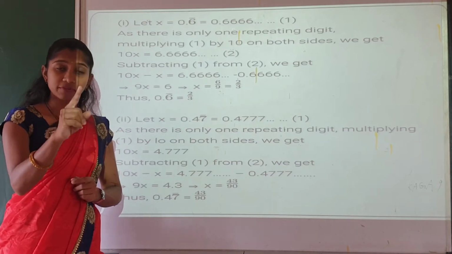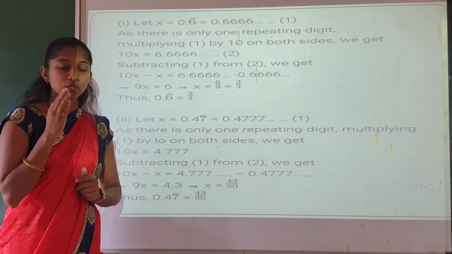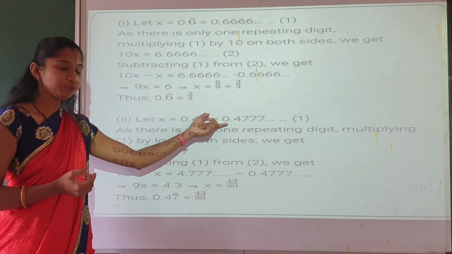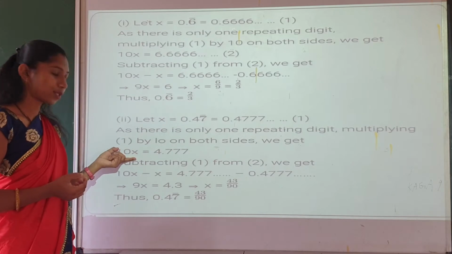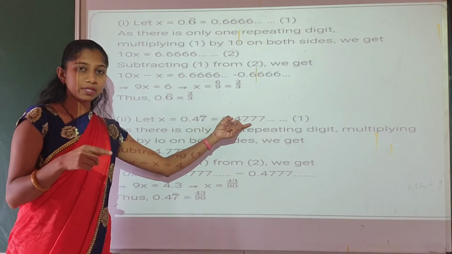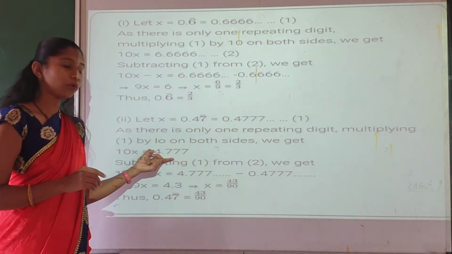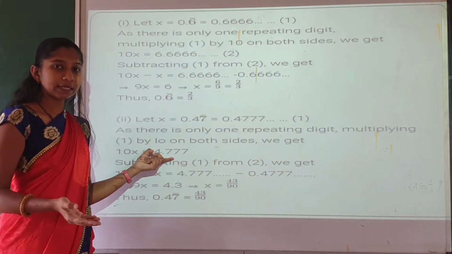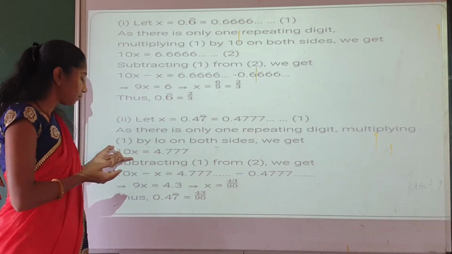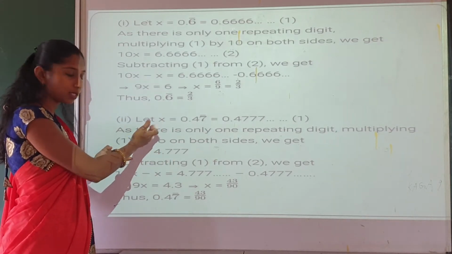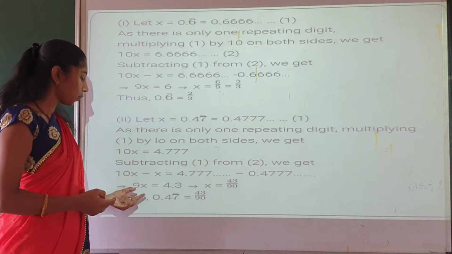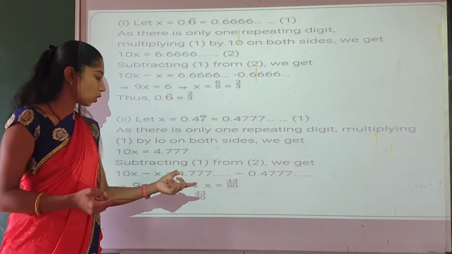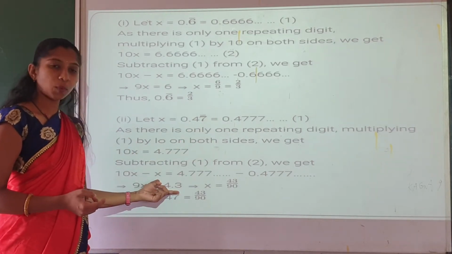As only one digit is repeating, you have to multiply that equation by 10. So multiply equation number 1 by 10. x into 10 becomes 10x. 0.4777 into 10 becomes 4.777. This is equation number 2. Next step is subtracting equation number 1 from 2. On the left side, 10x minus x gives you 9x. On the right side, 4.777 minus 0.4777, the answer is 4.3.